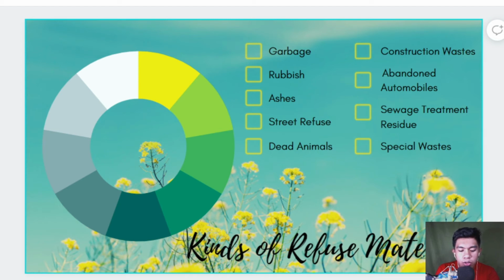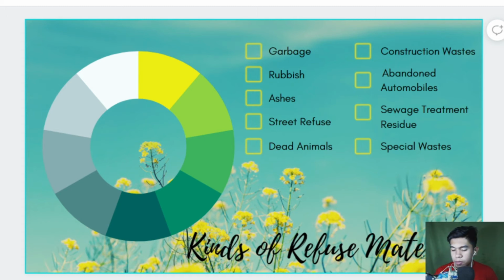The next one, construction wastes. So dito naman yan yung mga scrap materials like lumbers, pipes, metal, bricks, no, yung mga ginagamit to build or to construct a house or building. The next one is abandoned automobiles. So yan yung mga hazard, yung mga unwanted vehicles. Karamihan nito yung mga hindi na nagagamit na sasakyan, no, na natitingga dun sa like for example, bakanting lote, yung mga ganun. Then sewage treatment residue. So ito yung mga septic tank naman. Then special wastes, yun yung mga hazardous materials such as batteries, chemical batteries, yung mga explosive ones ba.